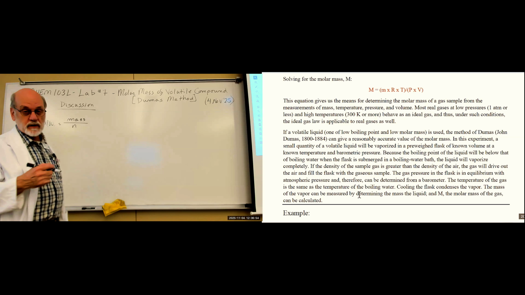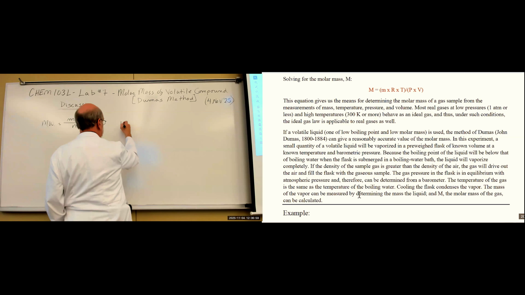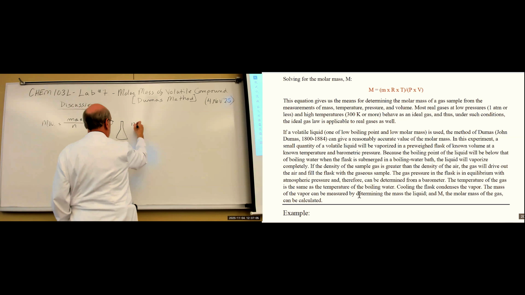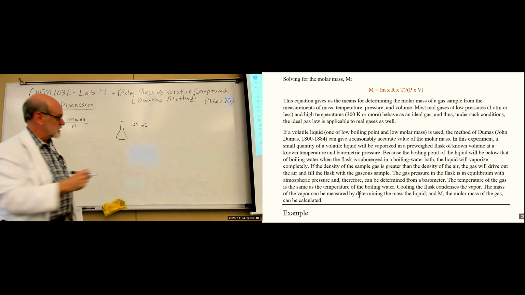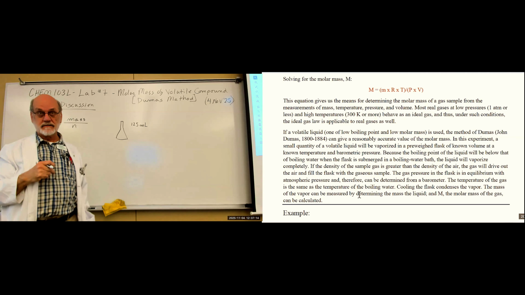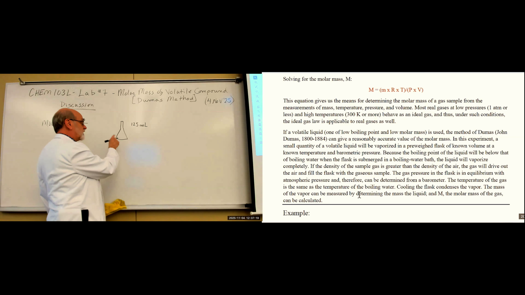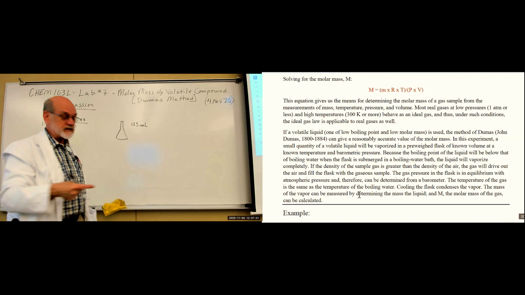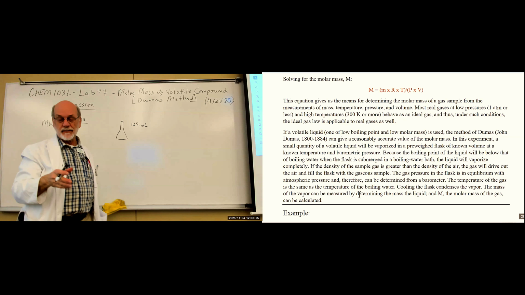So the way we're going to do that is we're going to use a 125 milliliter Erlenmeyer flask. Now that 125 milliliters is somewhere in here. That's not the whole volume of the flask. That's its designation. So what we need to know for further calculation is the total volume of that, and we're going to determine that in the lab.